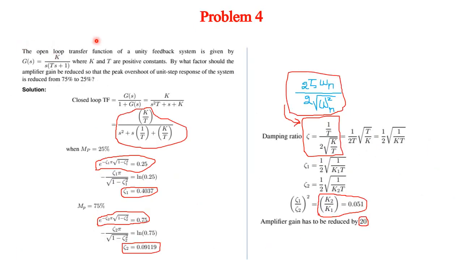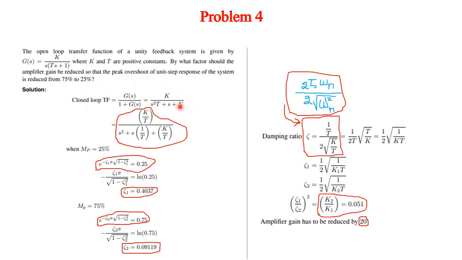Problem number 4. The open loop transfer function is given, where K is the amplifier gain and T is some time constant. By what factor should the amplifier gain, that is K, be reduced so that the peak overshoot of the unit step response of the system is reduced from 75% to 25%? That is, Mp has to be reduced from 75 to 25. By what factor do we have to reduce this K?